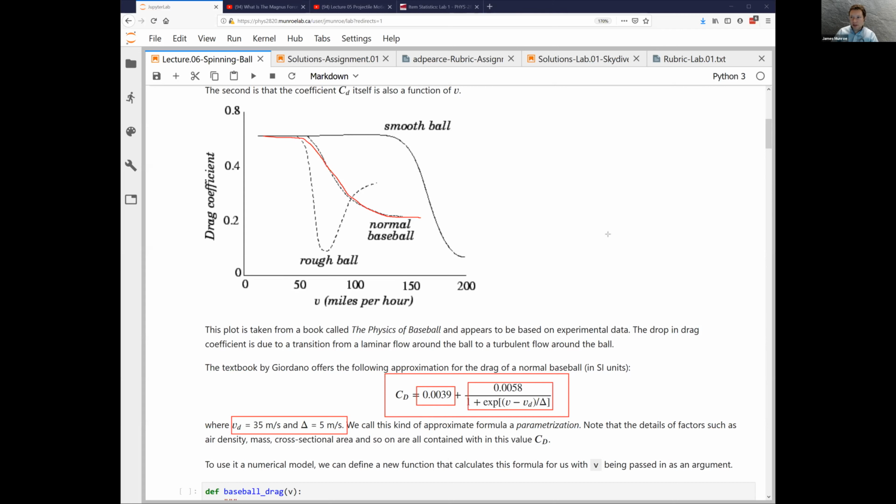In particular, I found this in some textbook on numerical methods and the physics of baseball. Okay, so with that, we could implement this drag coefficient in a function, so we could use it to model the dynamics of a baseball.